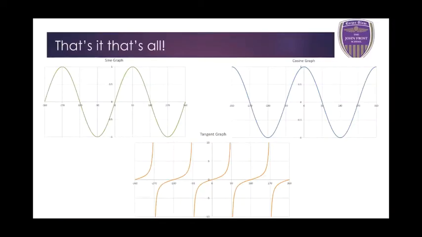So that's it. Those are the 3 trigonometric graphs, okay? You will have to learn the shapes and forms of these, okay? And we're going to do some questions on those in the next lesson, okay? We're going to ask you some questions about the 3 graphs, and we're going to do some algebra with them as well, okay?